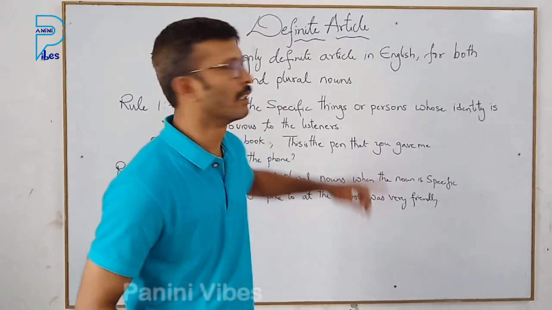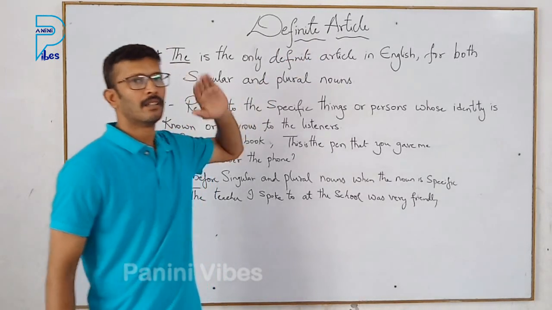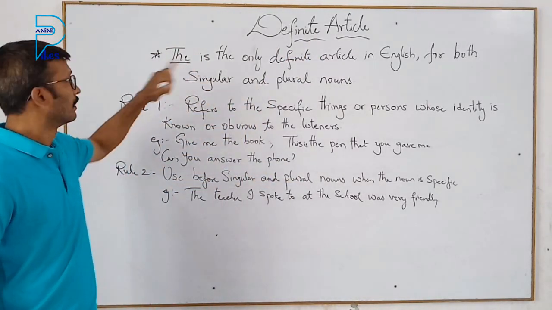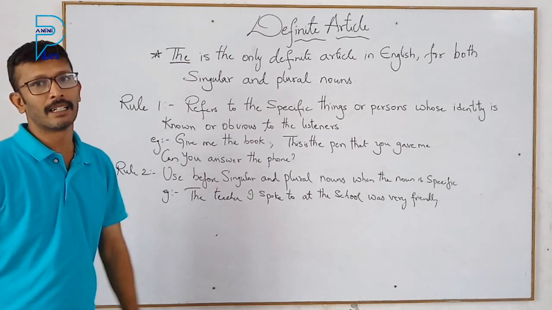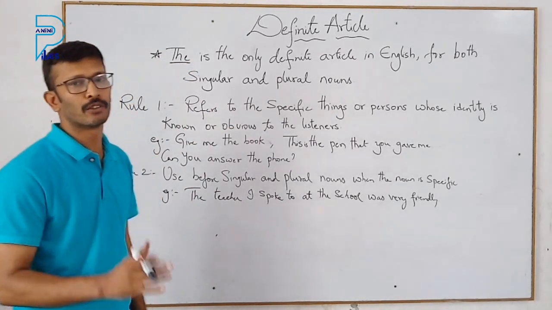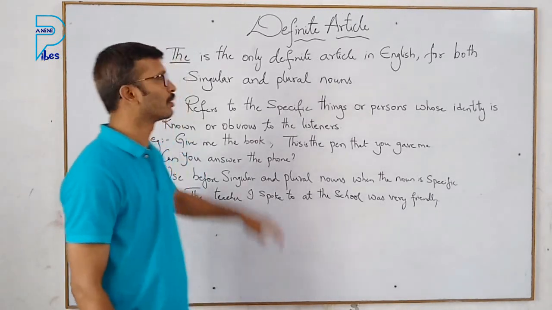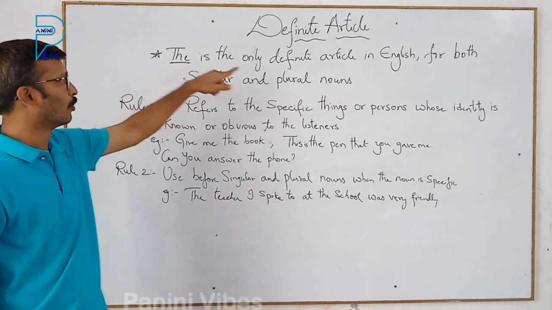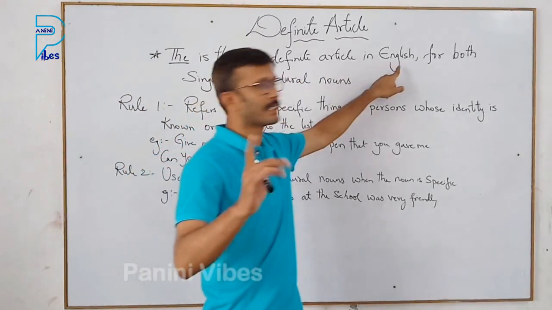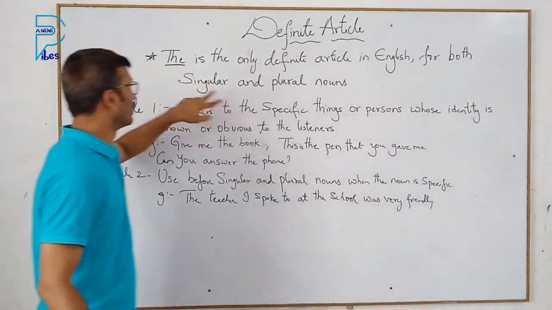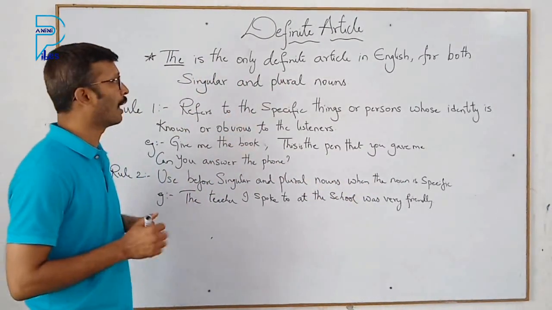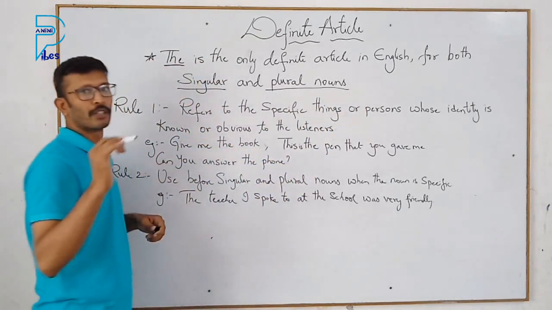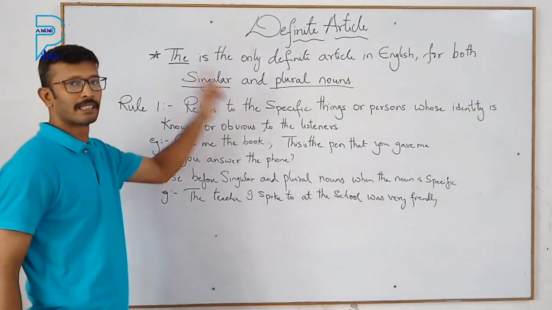Today we are going to learn about the definite article. Let us learn what actually the definite article is. The is the only definite article in English language. So today we are going to learn when and how to use the word the as a definite article. The is the only definite article in English language, as I have said, for both singular and plural nouns. You have to remember, for singular and plural nouns, we use the word the as a definite article.